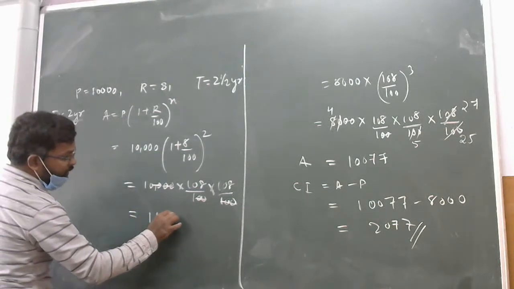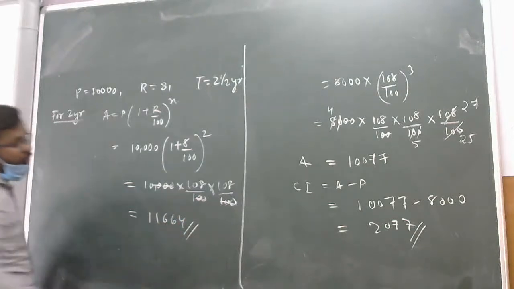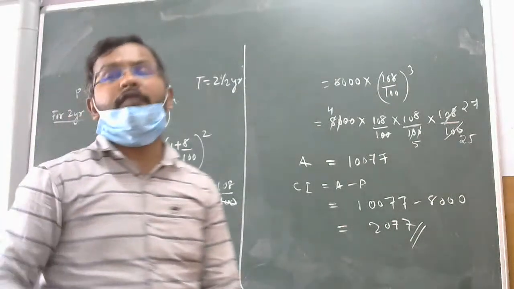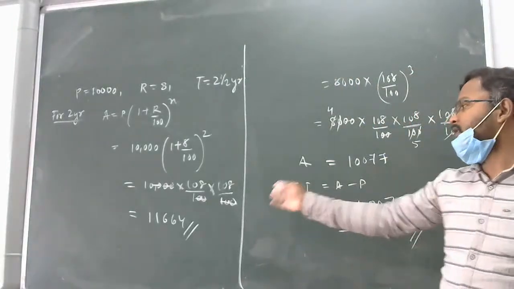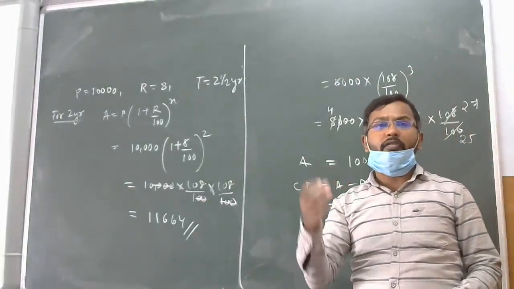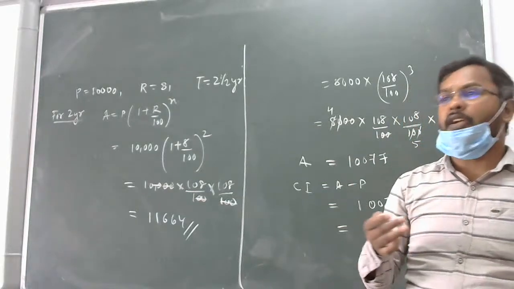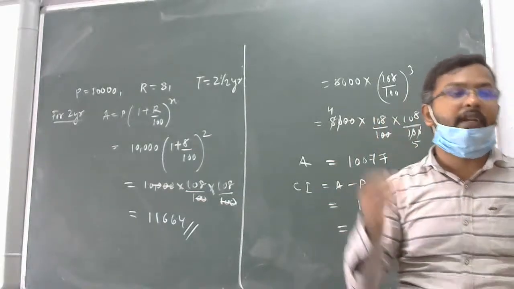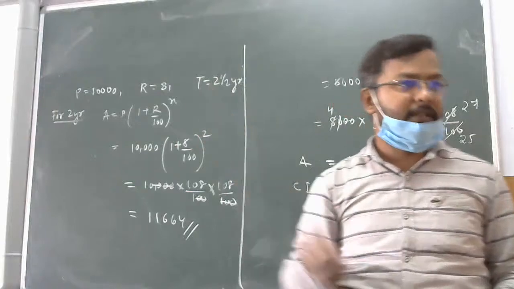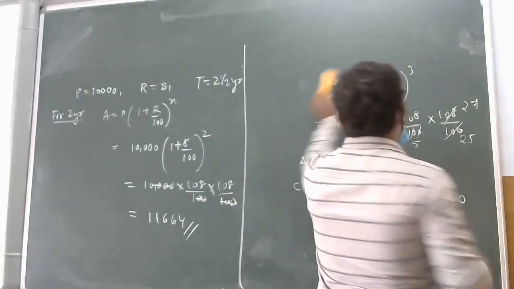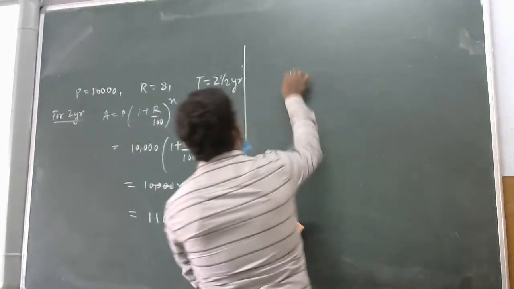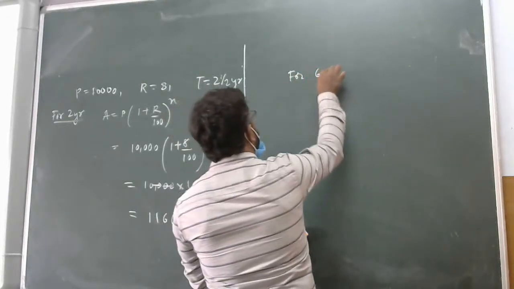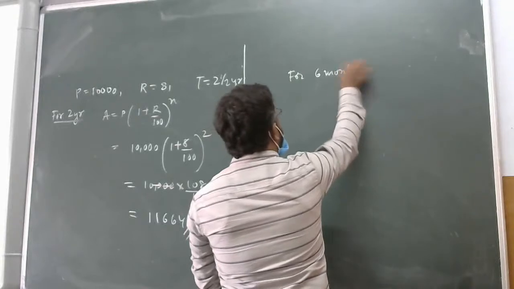Okay. So now we have found the amount for 2 years, and after 2 years this is your amount: 11,664. Now in compound interest, whatever amount is there, we take it as the principal for the next year. So for the next 6 months, we have to calculate here. For 1 by 2, the rate of interest will also be 4%.